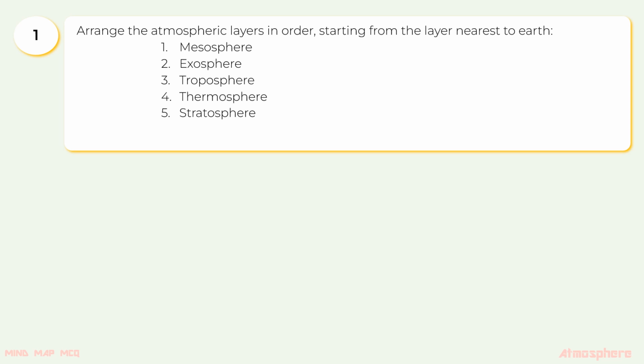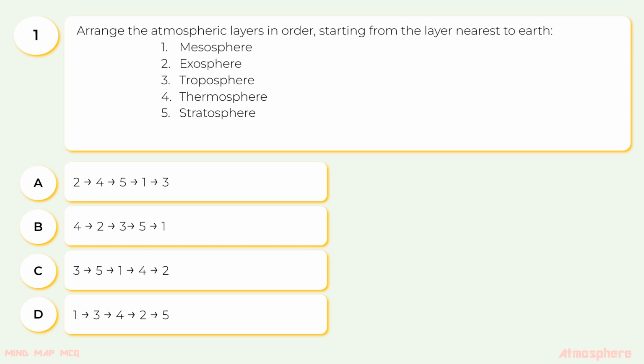Question 1. Arrange the atmospheric layers in order starting from the layer nearest to Earth. 1. Mesosphere, 2. Exosphere, 3. Troposphere, 4. Thermosphere, and 5. Stratosphere. The options are A. 24513, B. 42351, C. 35142, or D. 13425. The correct option is C.